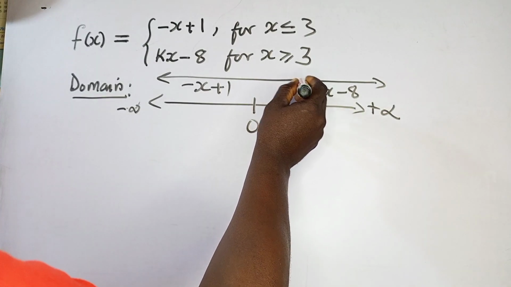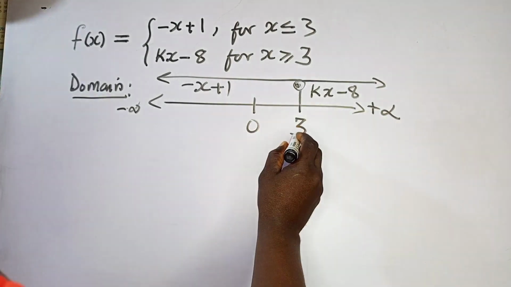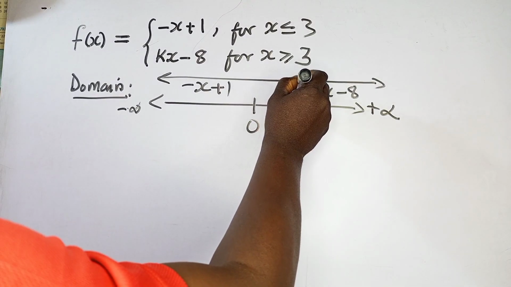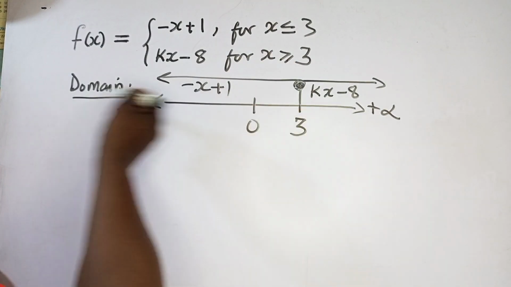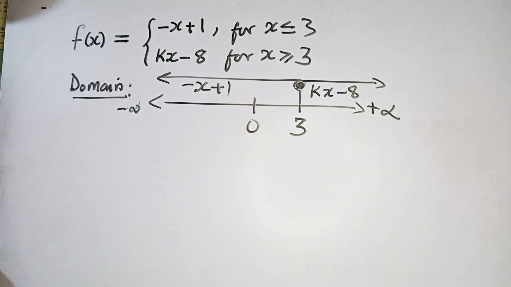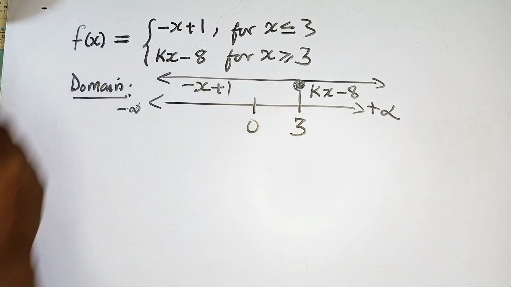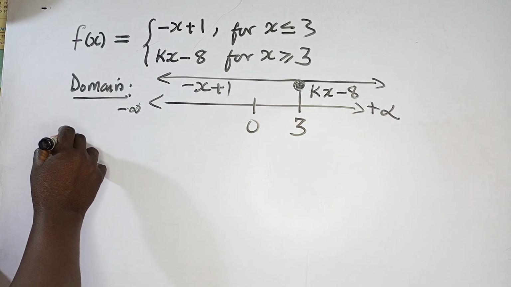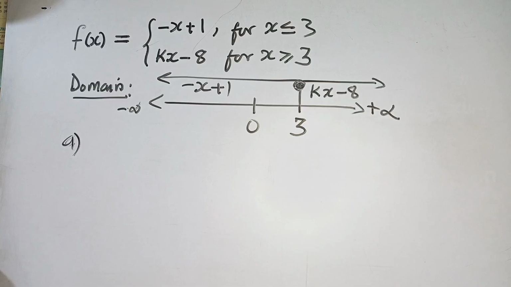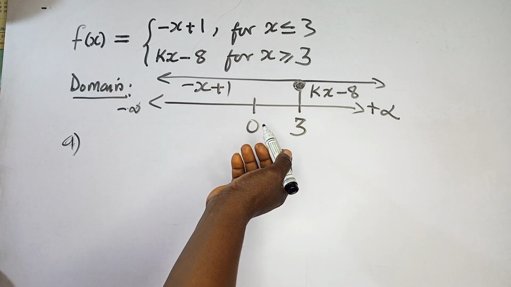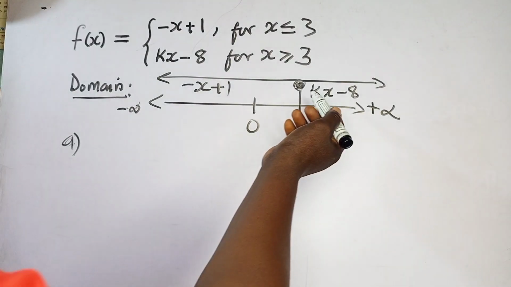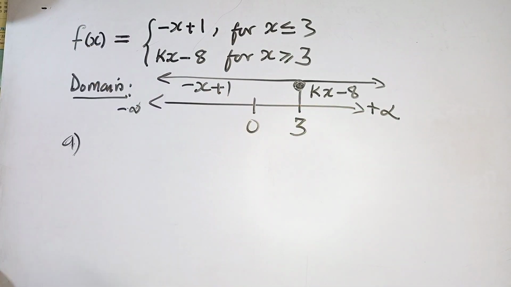But there's something very important here. We see 3 is involved this way, and 3 is also involved this way. That's why the circle there is shaded. 3 belongs to this definition, and 3 belongs to that definition. So, for us to get the value of k, the first part of our question, it simply means that we will find the function value at 3, since it is defined this way and also defined this way.